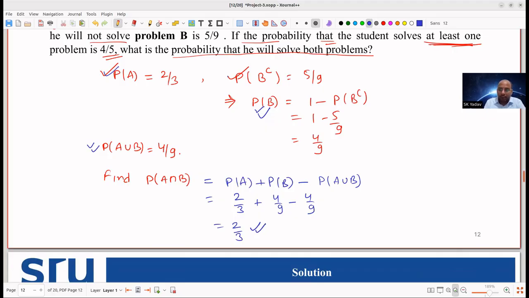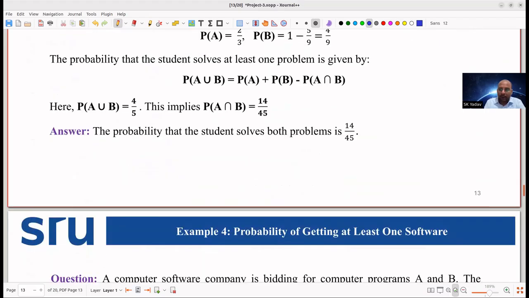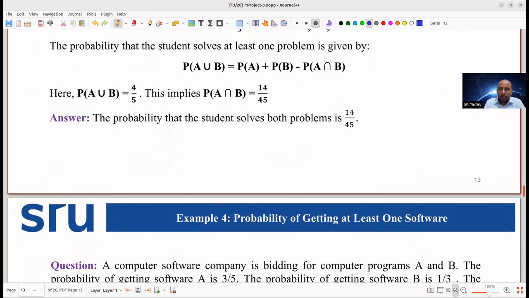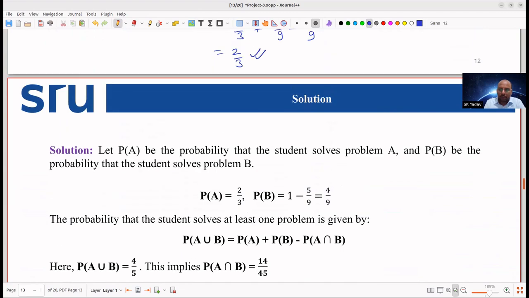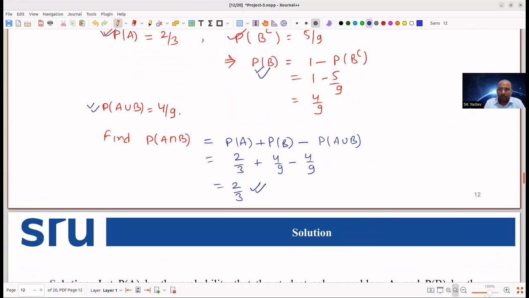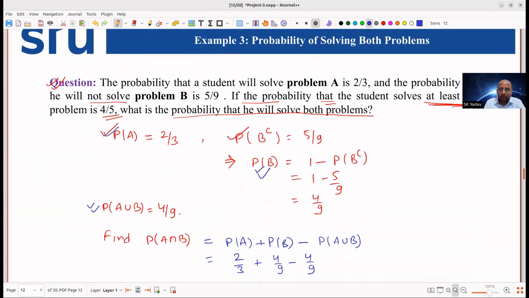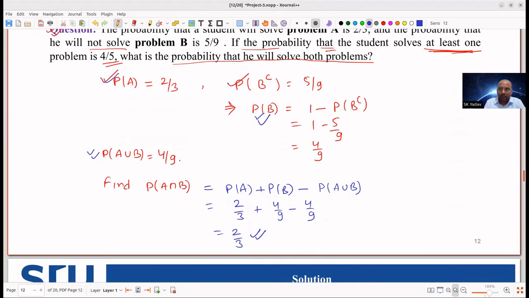So this is directly based on the addition rule. Okay, here is the mistake. This value given is 4 by 5 here. So let's correct it. It is 4 by 5 here, and then this answer will be changed.